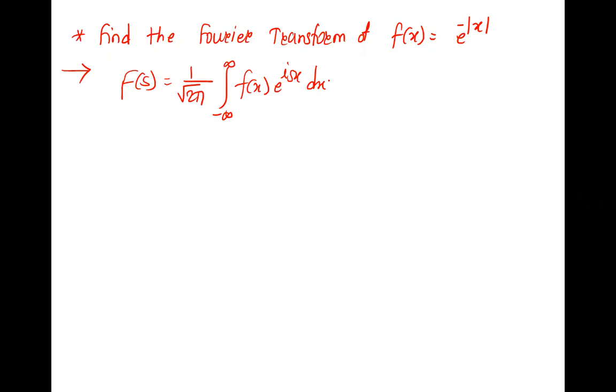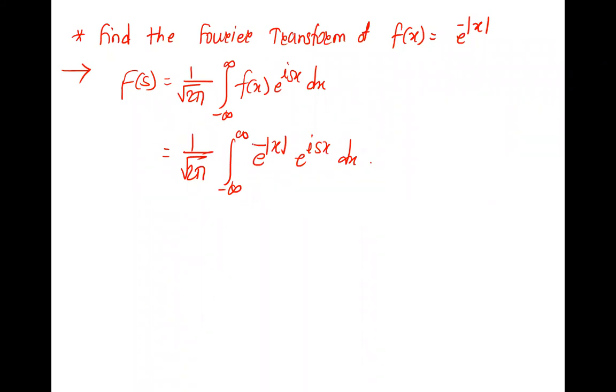If not given, we are not going to change this. If it is defined particularly, you just change. But if it is not, let it as it is. Minus infinity to infinity. So it is 1 upon root 2 pi integral from minus infinity to infinity of f of x, which is e raised to minus mod x, into e raised to isx dx. Right, minus infinity to infinity.